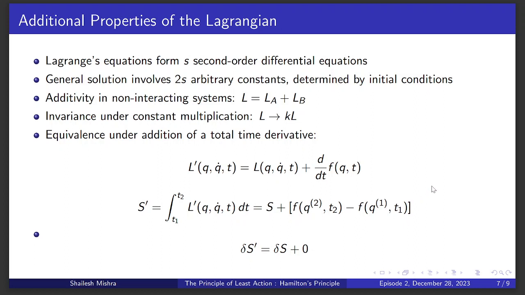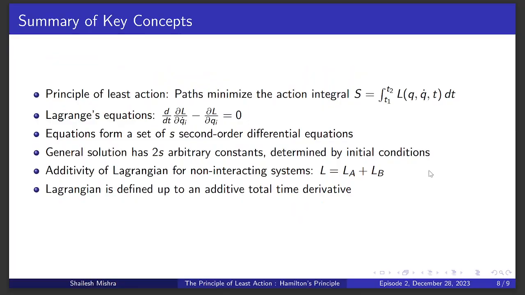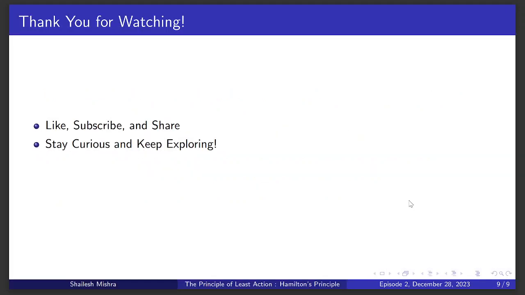To summarize our exploration of the principle of least action, from the variational principle, we derived Lagrange's equations by minimizing the action integral S. We learned about the additivity of the Lagrangian in systems that don't interact. Moreover, the Lagrangian is defined up to an additive total time derivative. And that concludes our journey through the principle of least action. It's fascinating how such a simple idea can explain so much about the physical world.